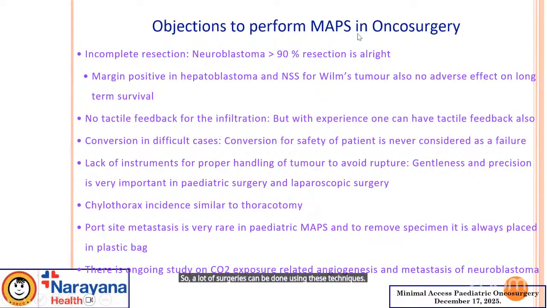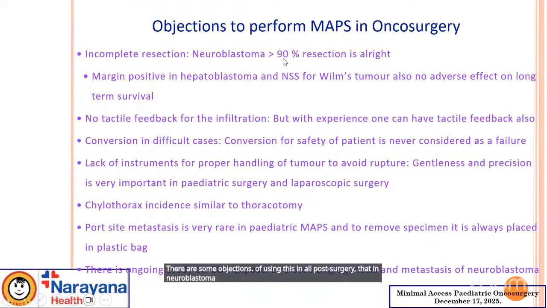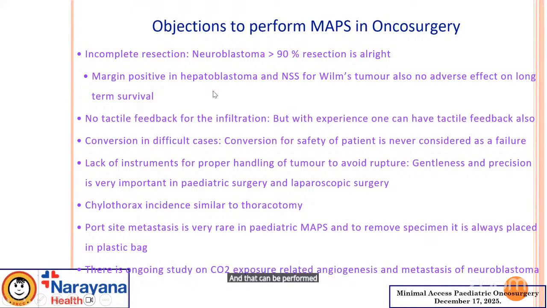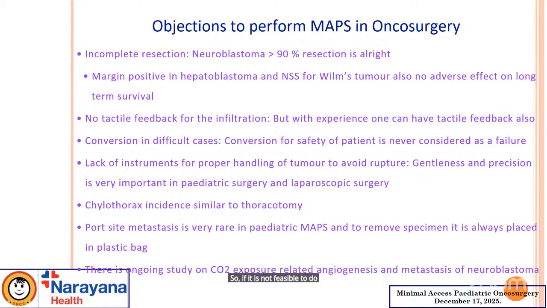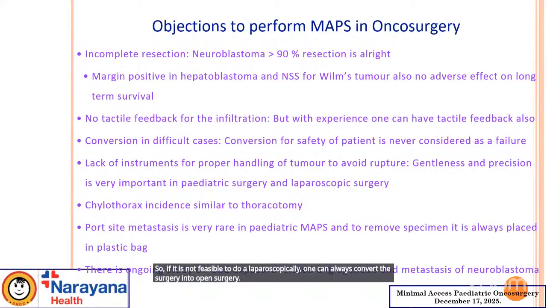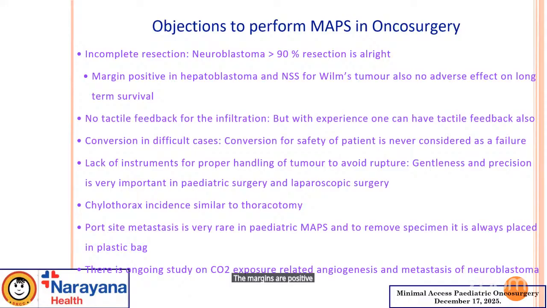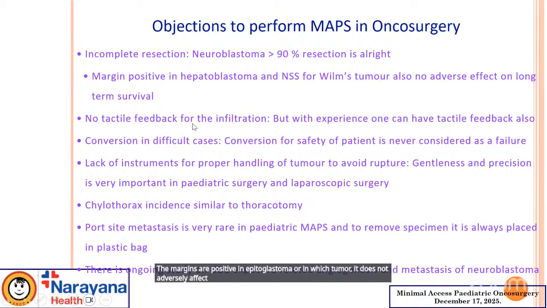There are some objections to using this in oncosurgery, that in neuroblastoma we need to take out more than 90%, and that can be performed even using minimal access. Unless it is very adherent everywhere, then we may have to do open. If it is not feasible to do it laparoscopically, one can always convert the surgery to open surgery. If margins are positive in hepatoblastoma or in Wilms tumor, it does not adversely affect long-term survival.